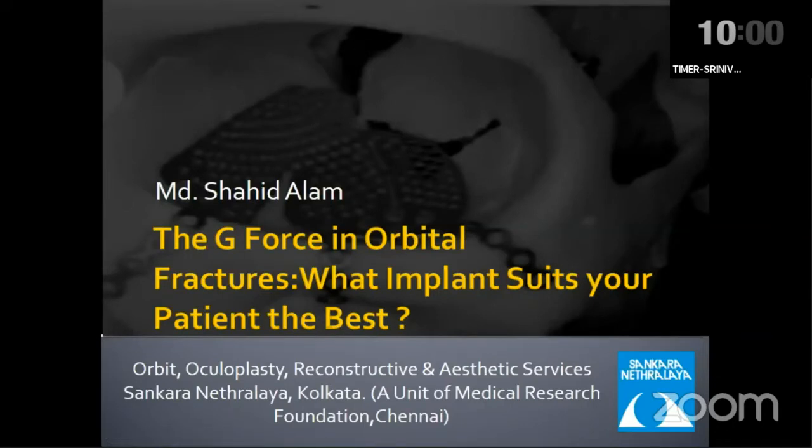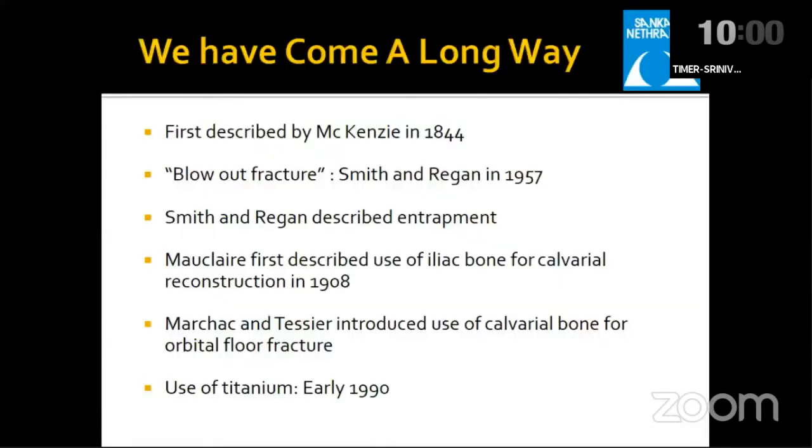So, without taking much time, I'll just move into my presentation. We have come a long way as far as orbital fracture management and the pathophysiology is concerned. It was first described by Mackenzie in 1844, and from there on, blowout fractures and then muscle entrapments were described, and then iliac bone for calvarial reconstruction came up, and finally, in the early 1990s, we came up with the use of titanium for orbital fracture management.